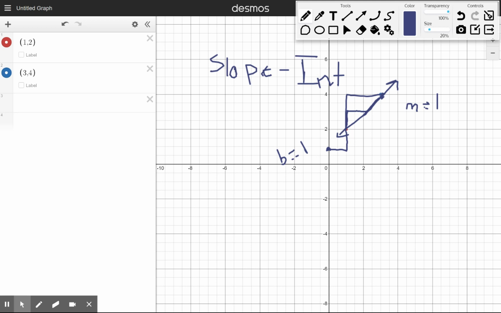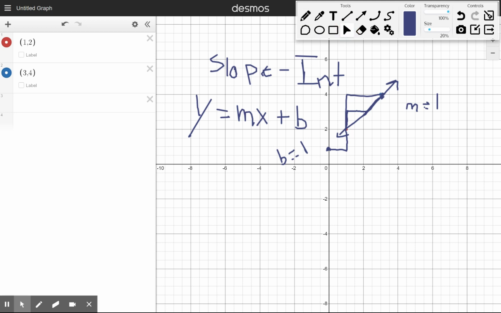we have y equals m, the slope, times x, the x coordinate of one of the points on the line, plus b, the y-intercept. And this is slope-intercept form. So the y and the x in this equation represent one of the points on the line. The m represents the slope, and the b represents the y-intercept.